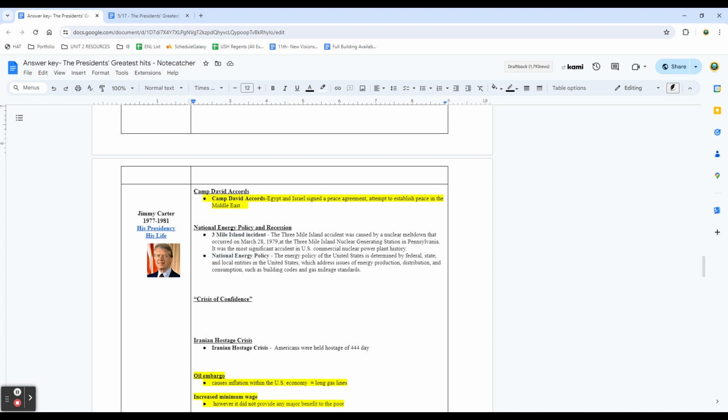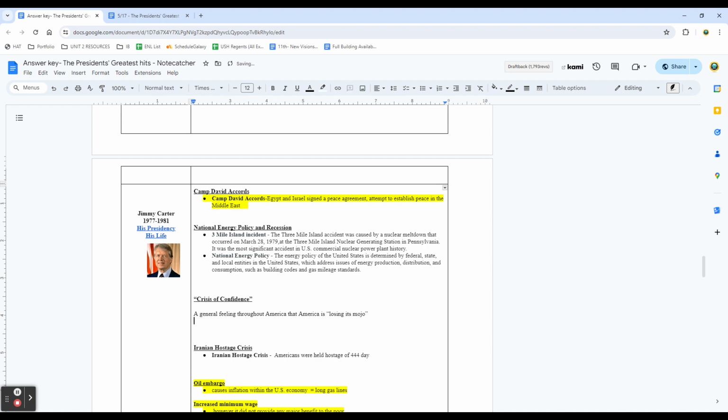This leads to a crisis of confidence. This is really a general feeling throughout America that America is losing its mojo. I know it's not a technical term, but there's really a lack of confidence and lower nationalism in America.